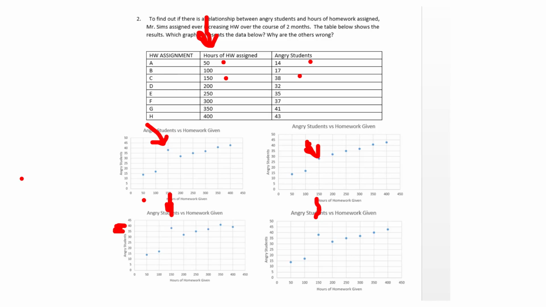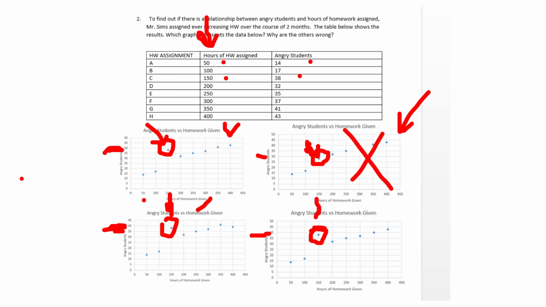Okay, so that point looks correct on all the graphs. It looks correct on this graph, it looks correct on this graph because this looks like about 38. This one here looks like it's about 38 for this point. This one here looks like it's about 38 for this point. And this graph here looks like it's about 28, not 38. So this graph here, in my opinion, is out.